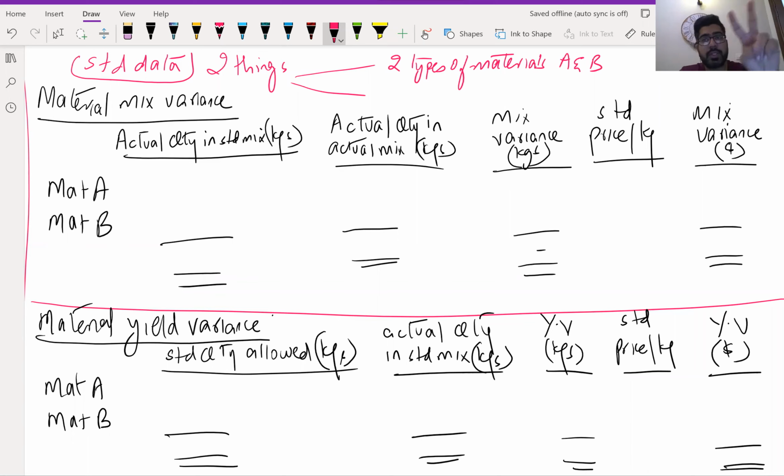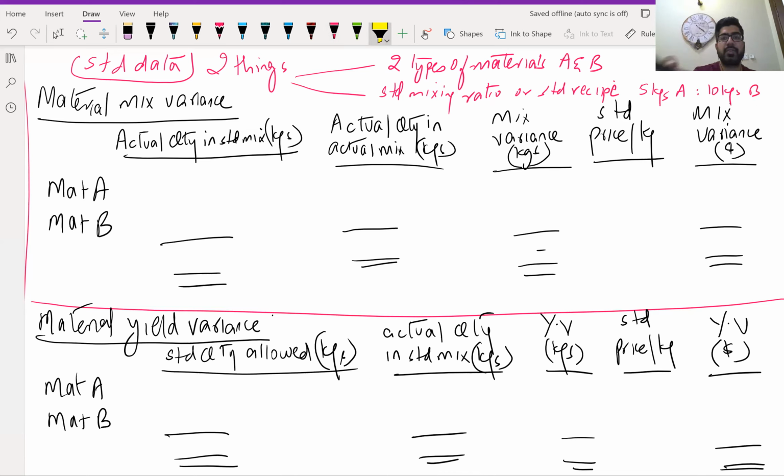From standard data, you need to extract 2 things. How many types of materials are there? 2, A and B. And number 2, the standard mixing ratio or standard recipe, how many kgs. The standard mixing ratio or standard recipe states 5 kgs A and 10 kgs B. So the standard mixing ratio is basically 5:10. This you should extract from the standard data.